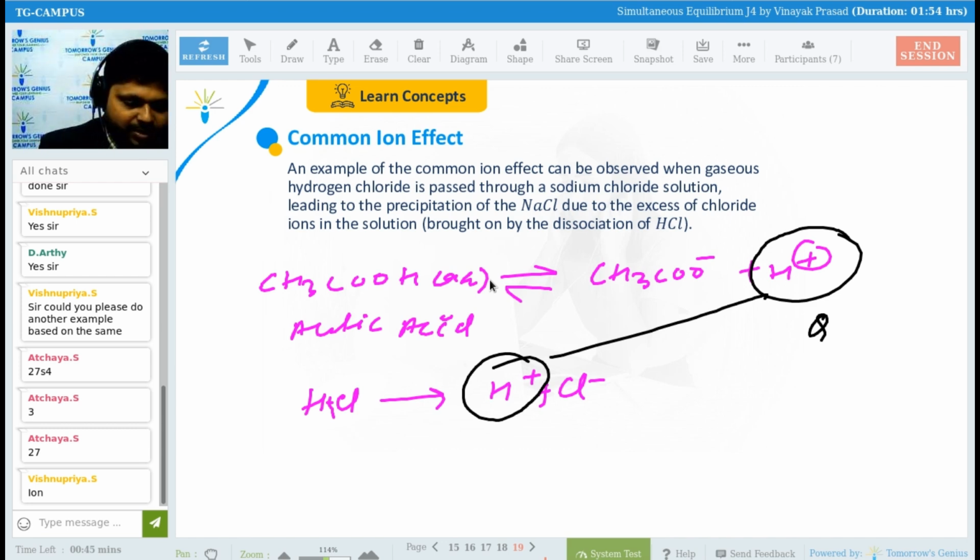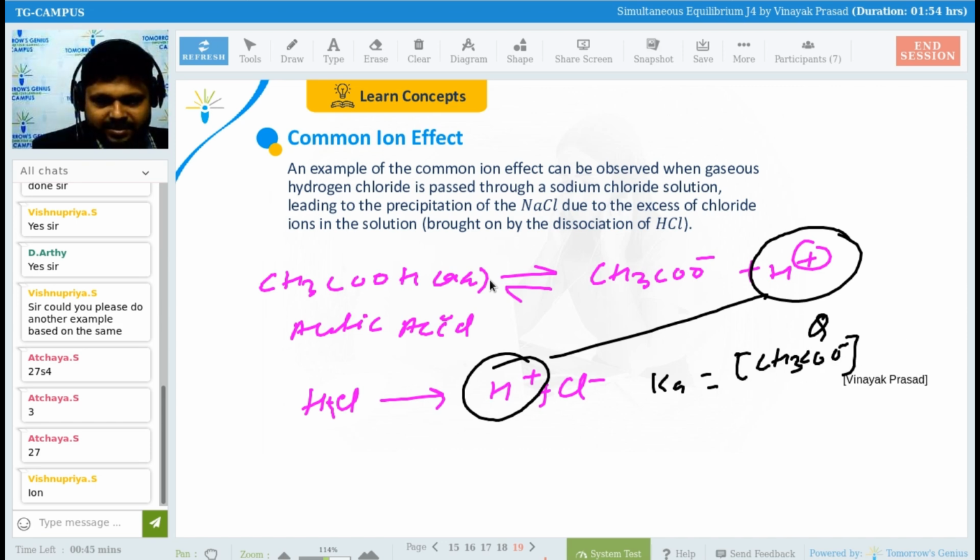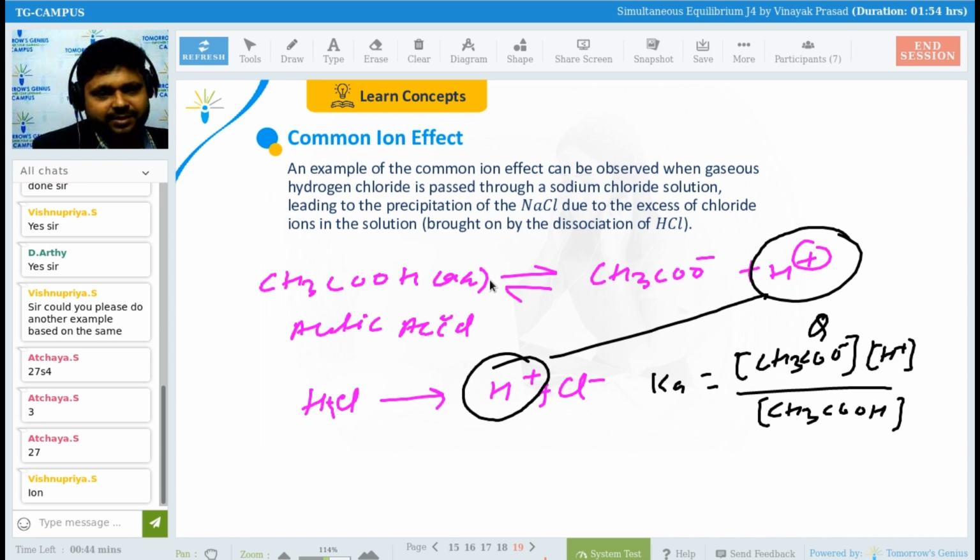You have learned this in the case of Ka value. If we have to find the equilibrium constant, it will be equal to the concentration of CH3COO minus into the concentration of H plus upon the concentration of CH3COOH. Yes or no, guys? But due to this common ion, H plus, the concentration of the numerator part will be increased, right? So it means the Q value is increased.